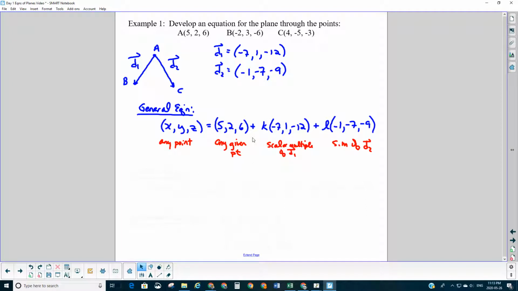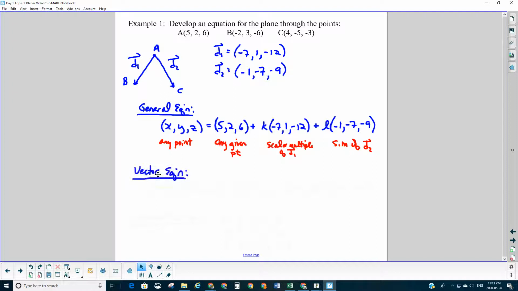But don't get silly with it. It's best if you just use the given point here. I'm going to use the first one and the two direction vectors. But isn't it great how this looks an awful lot like the equation of the lines that you just finished studying? But now it's an equation of a plane, and it's got a point and two direction vectors. All right, so the general equation looks like this.